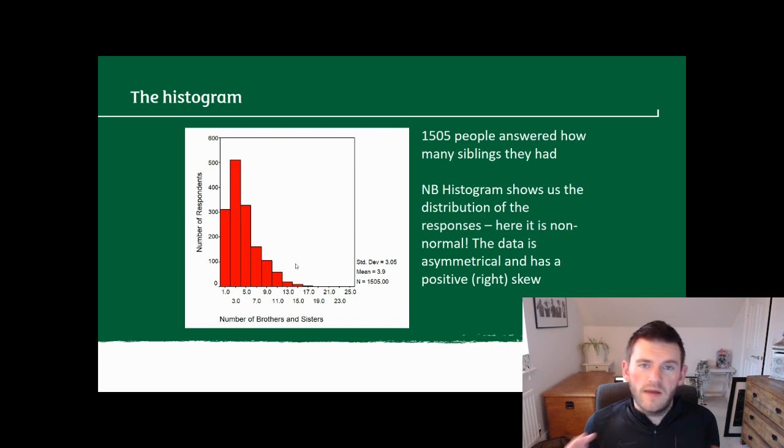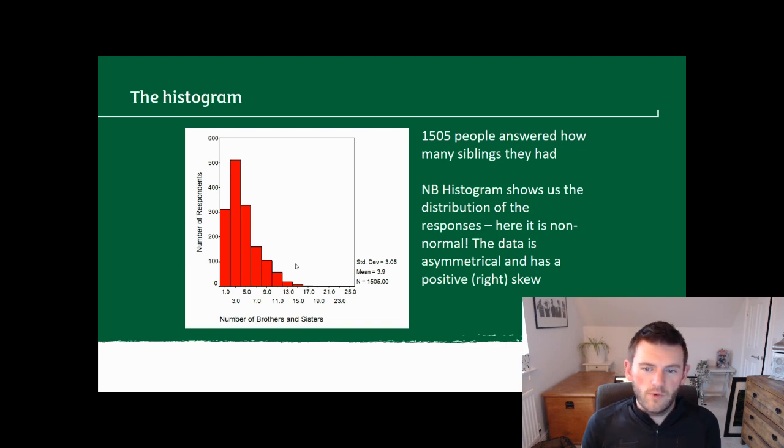So it doesn't have that balance either side of what we would class as being the mean here, which is 3.9. The median is probably somewhere closer to 3, if we look at where all the values lie there, and the mode as well would probably be around about 3 too. So this has what we call a positive or right skew.